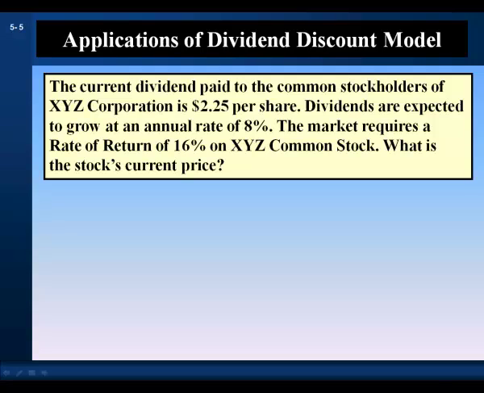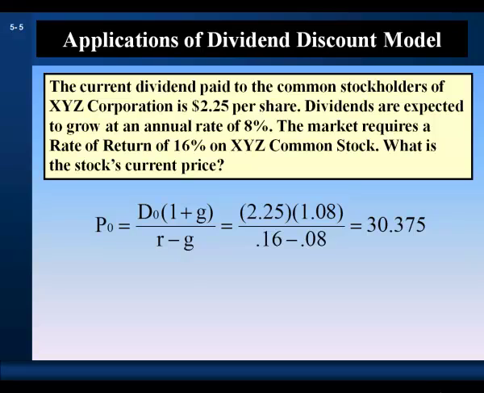We recognize that XYZ Corporation's dividend stream conforms to a Gordon growth model. We're given a current dividend of $2.25. We need next year's dividend. So we grow it out 1 year by multiplying it by 1 plus G, the 8% constant growth rate. We divide next year's dividend by the required return minus the growth rate, 16% minus 8%. And we get a value for the stock of 30.375, or 30 3/8.